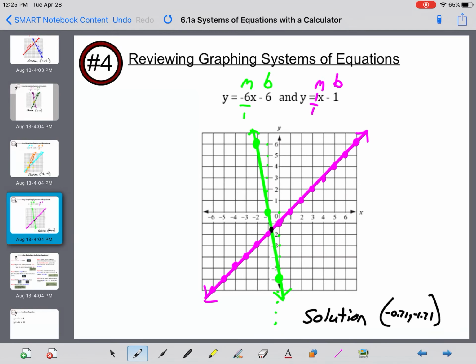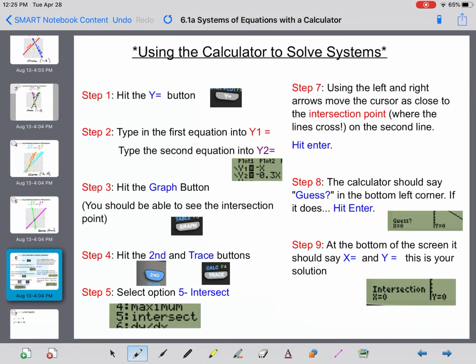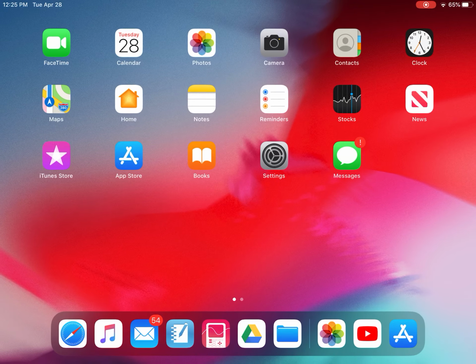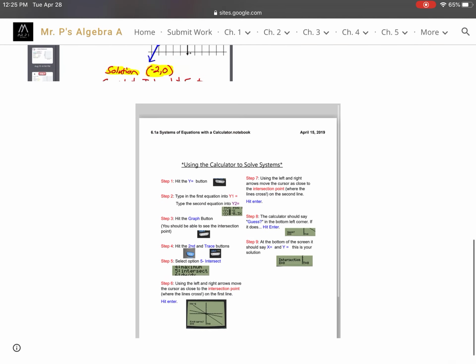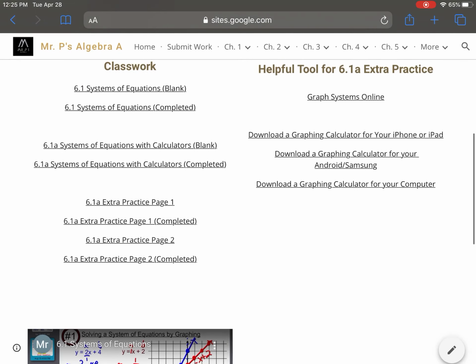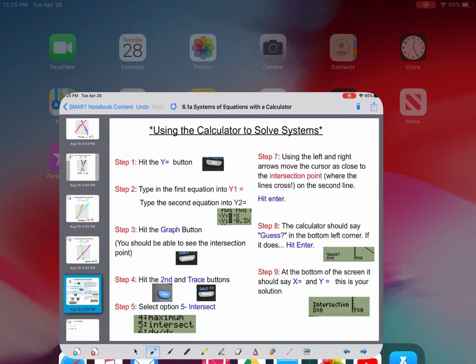And there's your solution. Okay. I'm going to show us multiple ways, not just for the iPad, on how to solve that moving forward. If you have a Droid or you're using the Calculate 84 app, these are the steps you are going to solve. They're also listed right on the website, right down here.